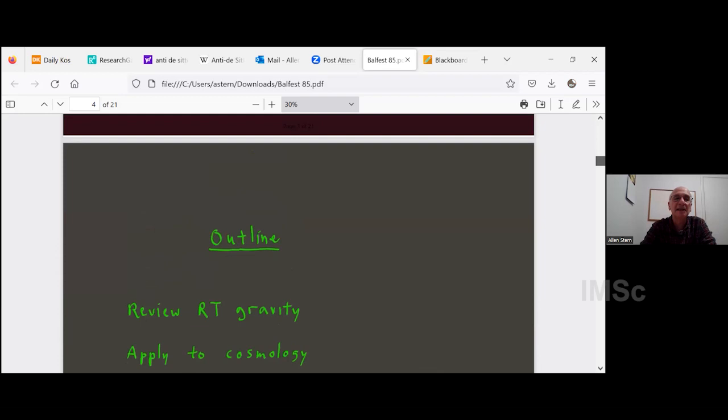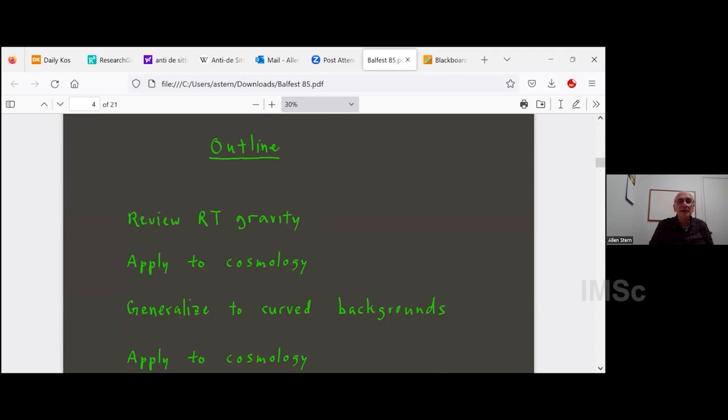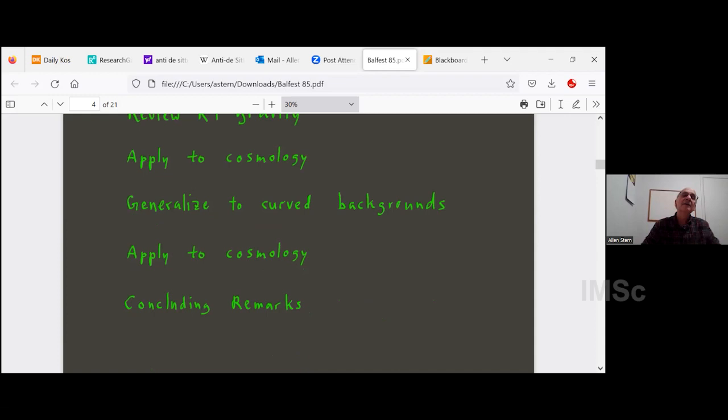So here's the outline for the talk. First, I'll review this old alternative formalism of gravity. And then I'll apply it to cosmology in one particular example. In the original formulation of Regge Teitelboim gravity, the background is assumed to be flat, and it uses pseudo Cartesian coordinates. One can generalize this formalism to curved backgrounds, and then there are more possibilities for embeddings that one can examine. So I want to do that and then apply it again to another example in cosmology. And then I'll end with some concluding remarks.